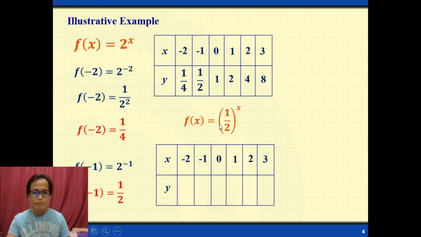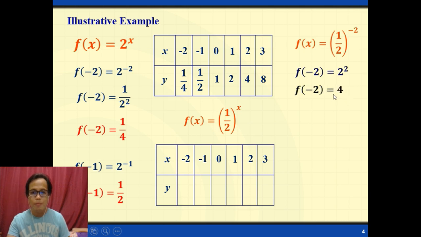Ang karon, kung x is negative 2, so pila man ang y? So, natay x is negative 2. Parehas kung gingon ganina, kung ang exponent kay negative, i-reciprocal. So, mahimo na siyang 2 squared. Reciprocal, ma-positive na ni siya. Then, assume 1 mo na, 1 squared is 1. So, 2 squared is 4. So, if x is negative 2, y is 4.